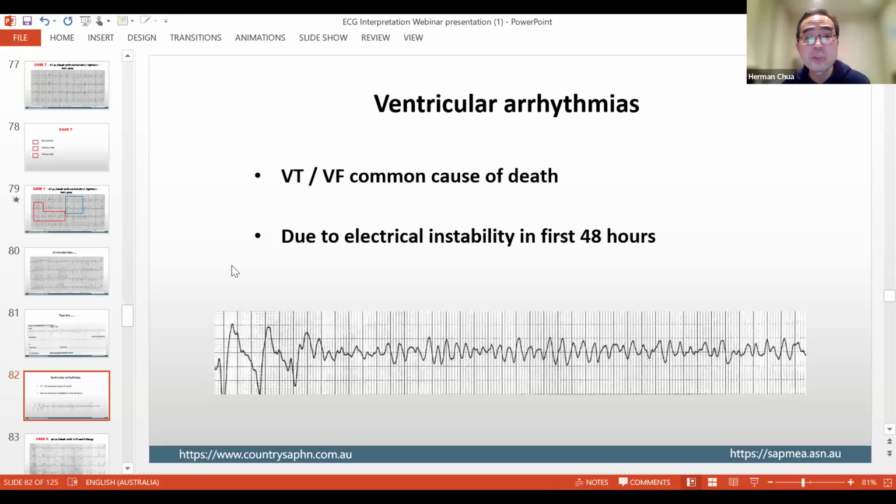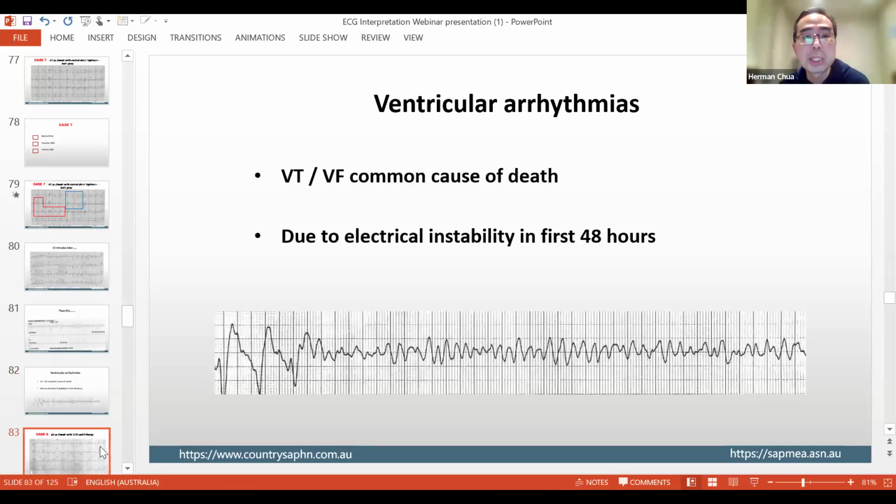VT and VF are a common cause of death, basically due to electrical instability. They are different from the VT you get weeks and months down the track after an MI, which has a different etiology. This is due to electrical instability, because if you fix the MI, i.e. open up the occluded artery, you will help this patient. So that's the learning there.